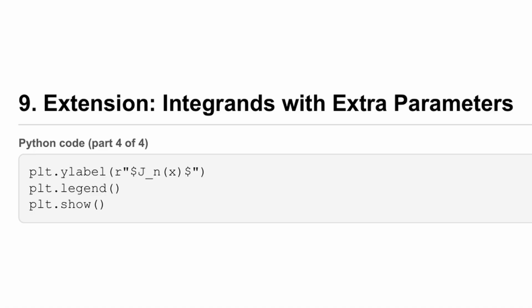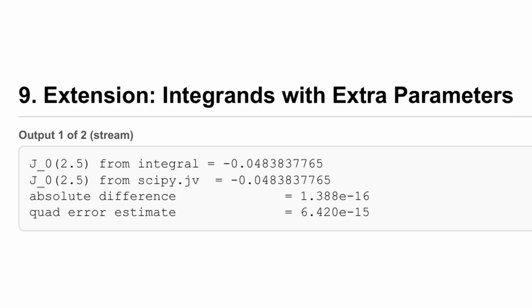We then generate a plot comparing the first few orders of the Bessel function over a range of x values to observe their characteristic oscillatory behavior. The text output shows that our manual integral perfectly matches the specialized SciPy function. The absolute difference is practically 0, proving that the quad solver correctly handles extra parameters passed through the args argument.